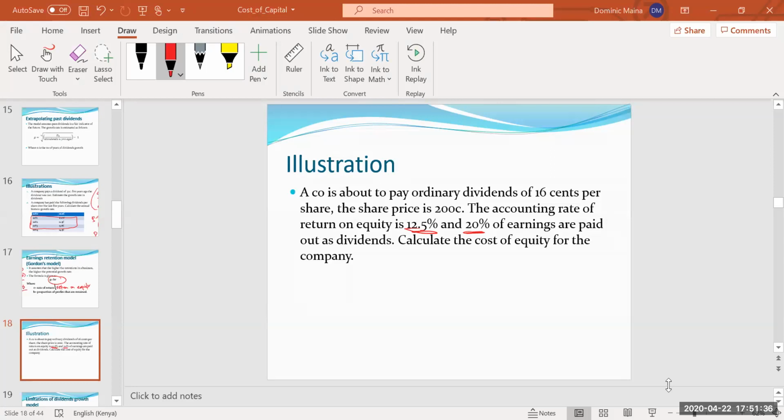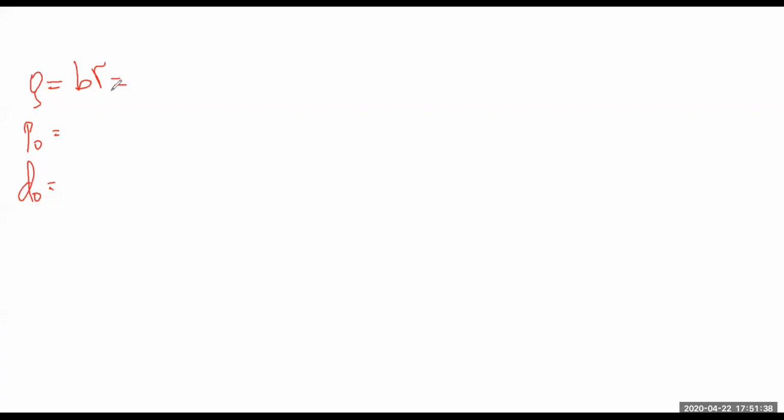Okay, we go back to our board. Therefore, retention ratio: the company pays 20%, it means they retain 80%. We multiply this by the return on equity, which in this context is 12.5%, to give us 10% to be the annual growth in dividend. Okay, 10% to be the annual growth in the dividend. Next, we need to get the current ex-dividend market value per share.